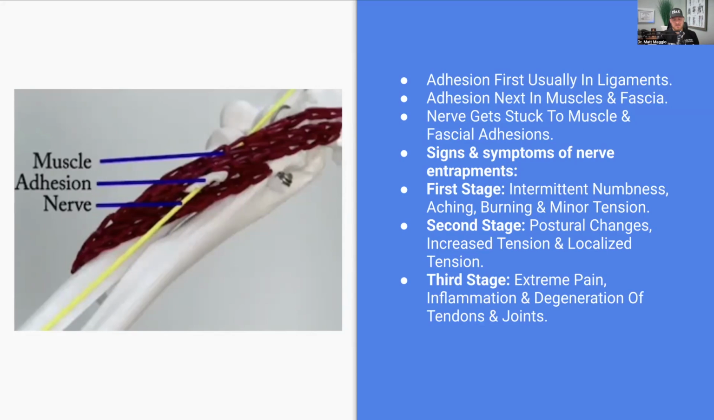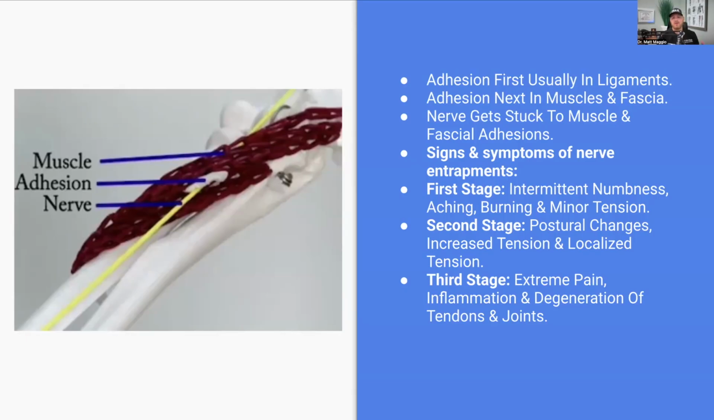Now, third stage is when it gets really bad. They get extreme pain. There's extreme inflammation. And then what happens over time is when the muscles, the nerves, the fascia, the ligaments are loaded up with adhesion, and the client is still putting force into the area, the force has to go somewhere. So then it ends up going to the tendon, to the cartilage, to the joint, to the bone.